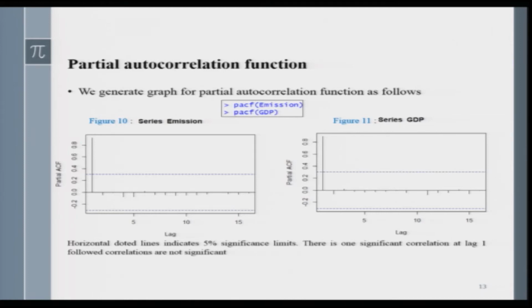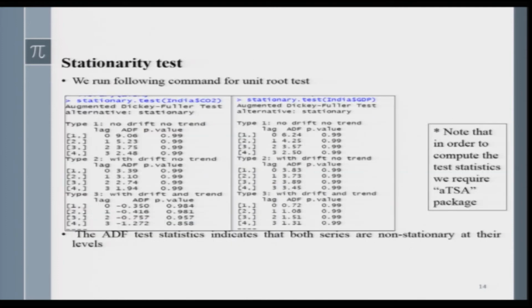Here also the partial autocorrelation function shows a very big spike only at one lag, and all other PACF values are insignificant, they are all lying within this horizontal band. So, we can assume that this series GDP can also be modeled with an AR1 process. Now, we are going to look at the stationarity test by following the augmented Dickey-Fuller test, and here I am showing you the results for both the variables.